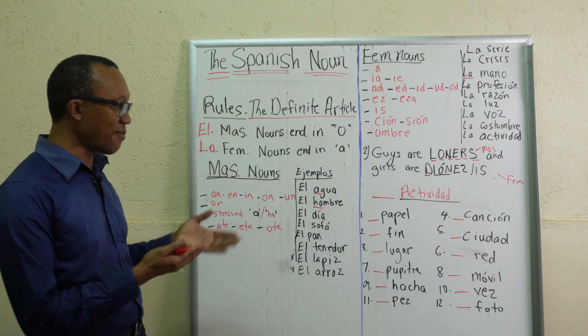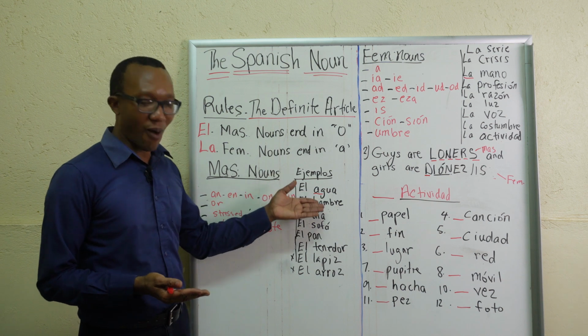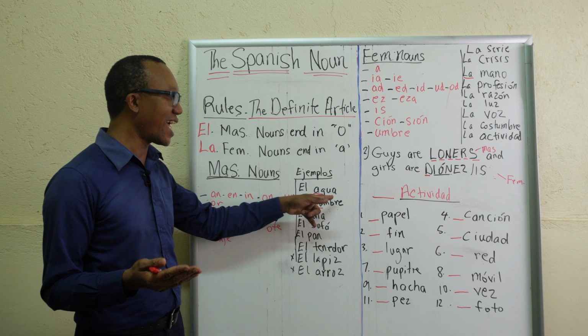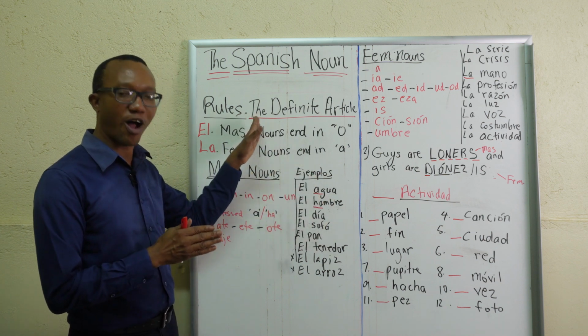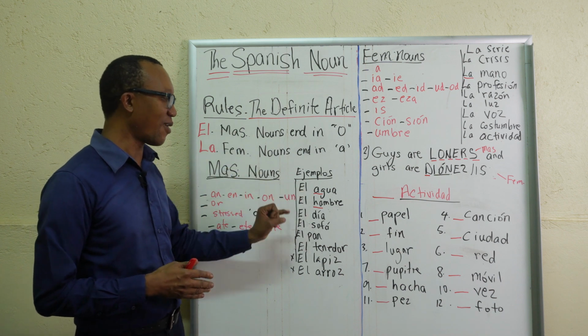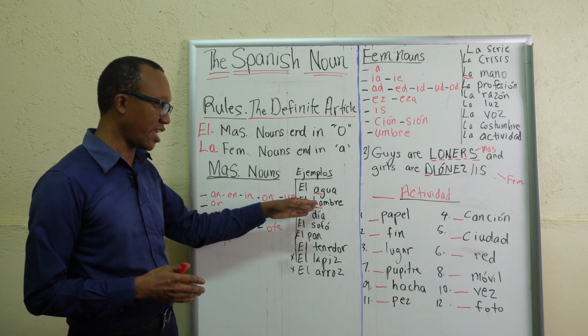Now let us see them in practice. We have el agua, which means water. So though it ends in A, you are going to disregard the conventional, traditional rule and use el, right? El agua. Hambre, el hambre. Again, because it's stressed HA.